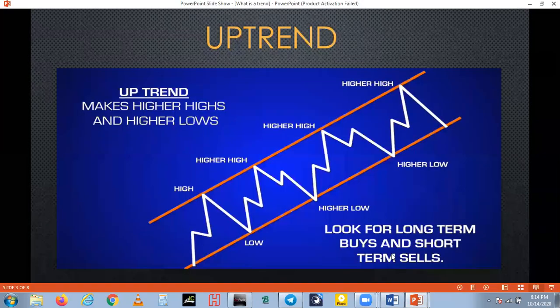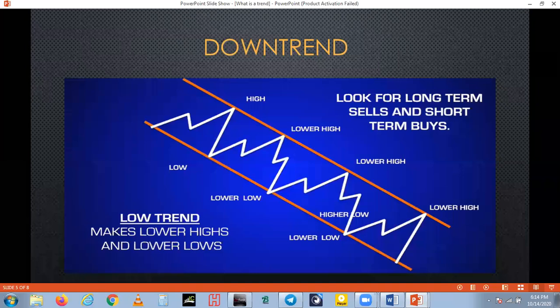Let's move on. Okay, so downtrend. We look for long-term sells. A downtrend makes lower highs and lower lows. Now look at that. You can see this lower high is lower than this high. This lower high is lower than this high. This lower high is lower than this high. Okay, that's a downtrend. This lower low is lower than this low. This low is lower than this low. This low is lower than this low.